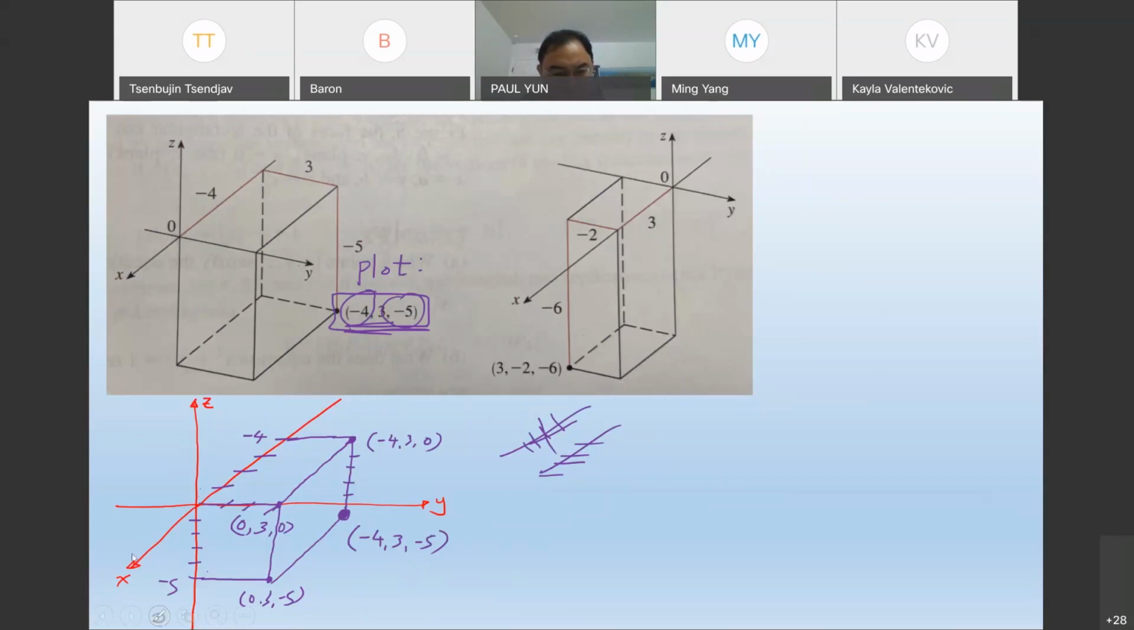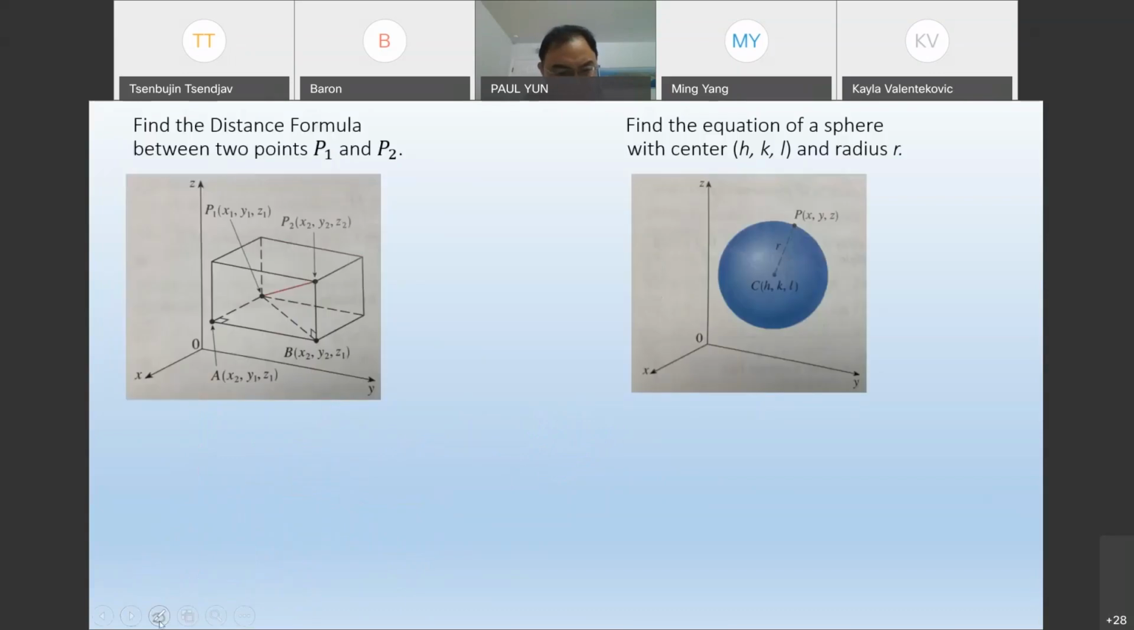All right, so practice. Let's go. Now let's get to some math, mathematics. We'll start with the distance formula, all kinds of things.